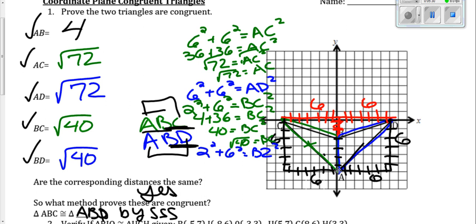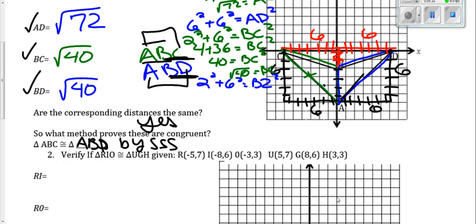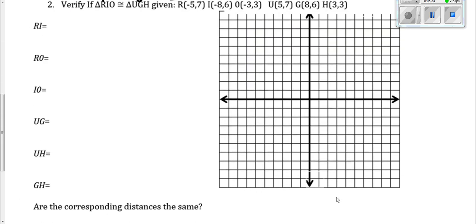Okay, go ahead, pause the video, try number 2 on your own. When you are ready, go ahead, press play, check out what is up here. And if you understand, you can move on to the next example. If not, pause it, take a look, and try to figure out where you went wrong.